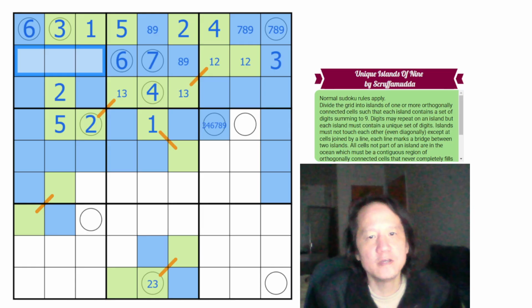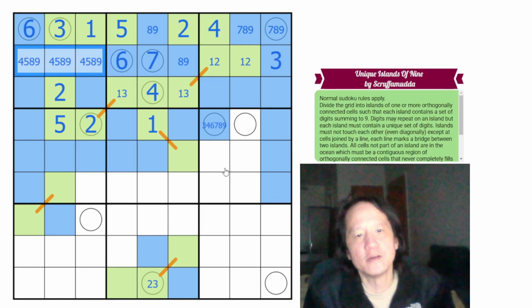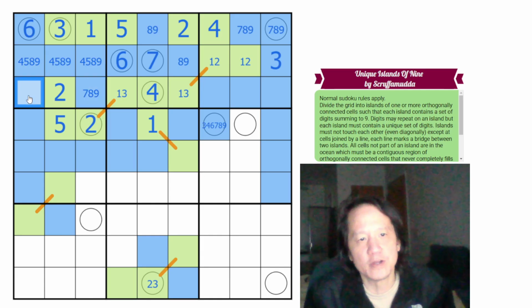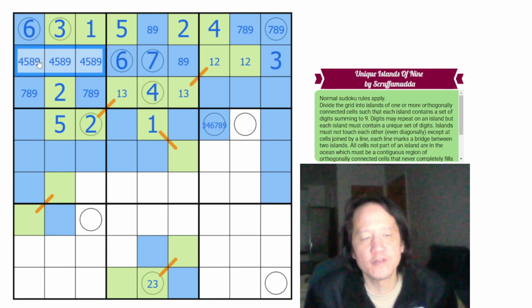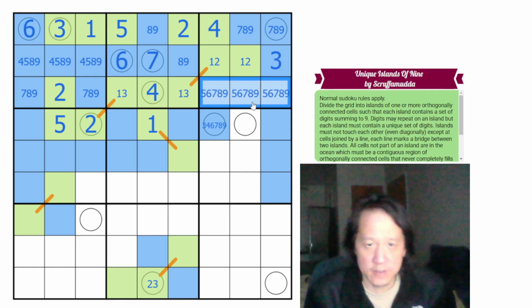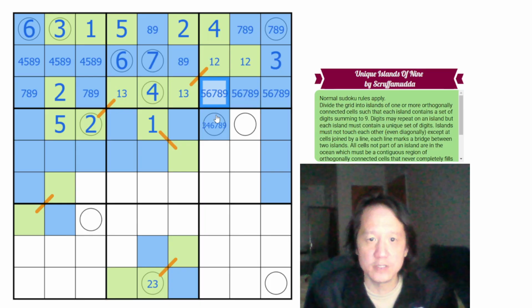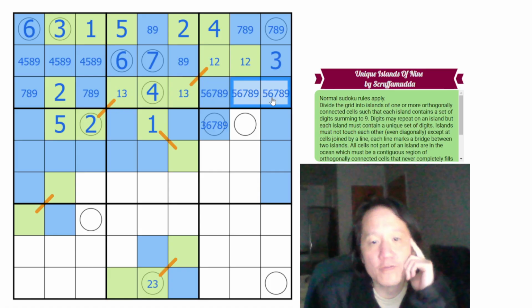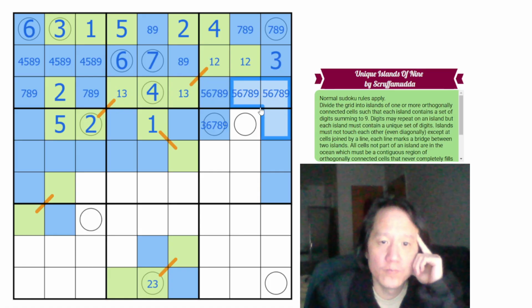This has to be 4, 5, 8, and 9. Therefore, this must be 7, 8, or 9, because we need 4 and 5 can only be in these cells. This has to be 5, 6 with 7, 8, or 9. And those are the only possibilities. And this can't be 4 anymore. We have 3 cells here, which add up to.